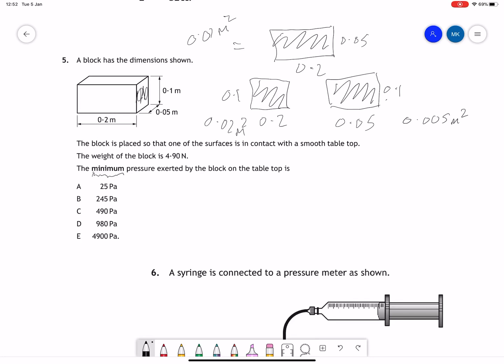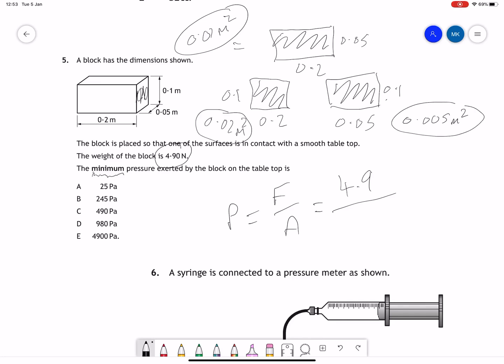So you're calculating pressure, you've got the weight, which is a force, so you'd be using pressure equals force divided by area: 4.9 divided by 0.01, 0.02 or 0.005, and they would have given you 3 different numbers. It would have given you 245, 490 and 980.